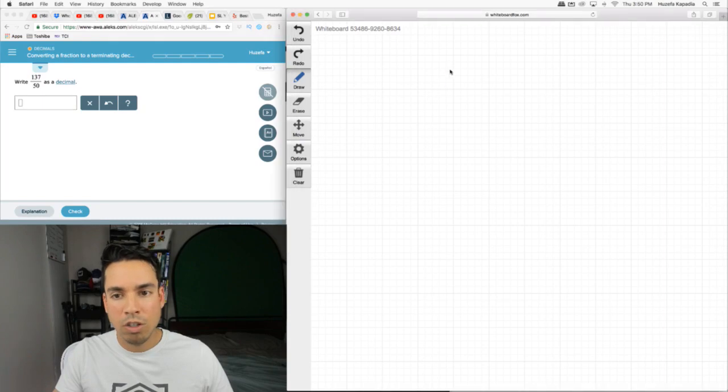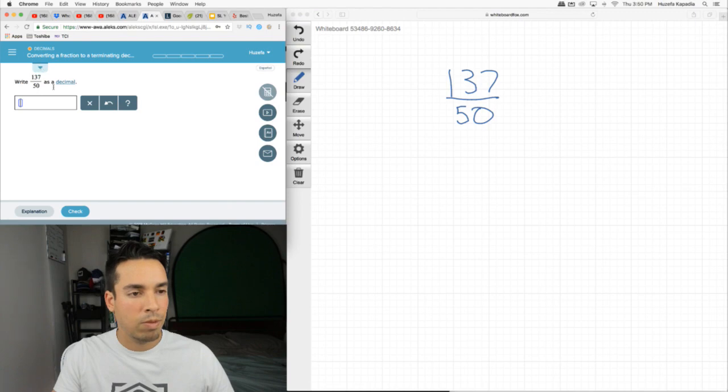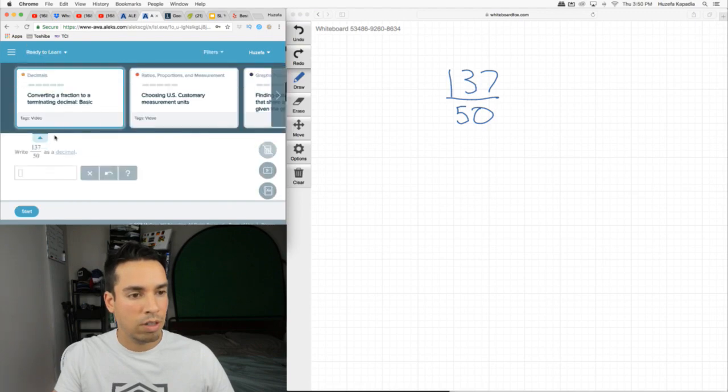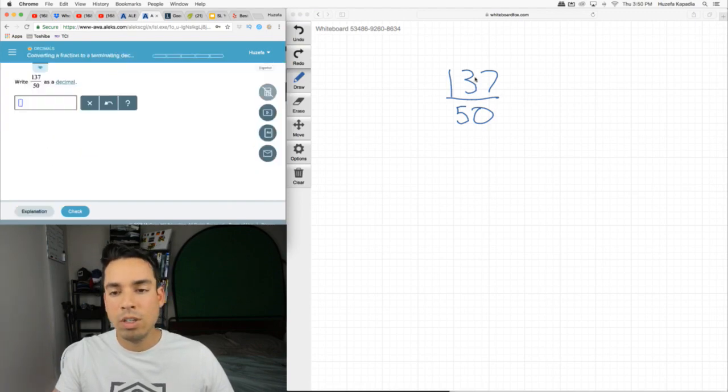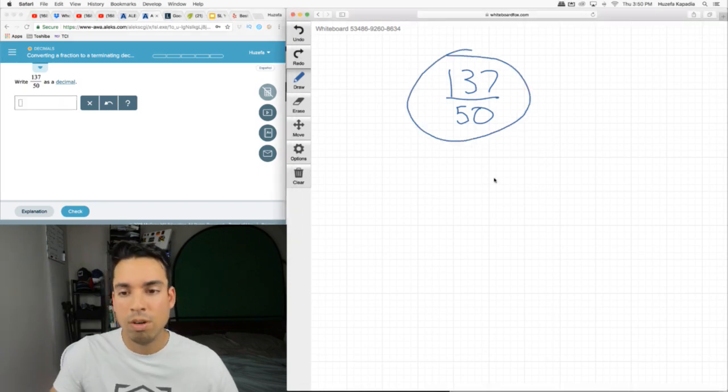Okay, let's do 137 over 50 as a decimal. How do we convert this to a decimal? When we're converting to a decimal, all we've got to do is recognize what a fraction is. A fraction is just a division problem. Convert it to a decimal, carry out the division.